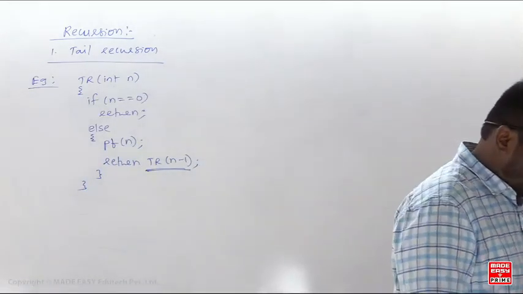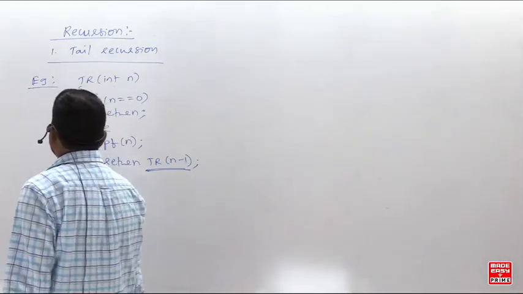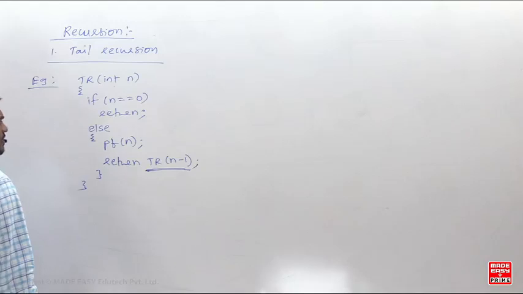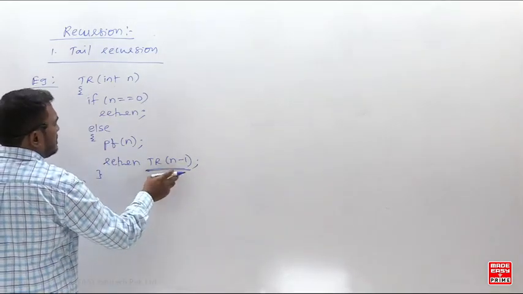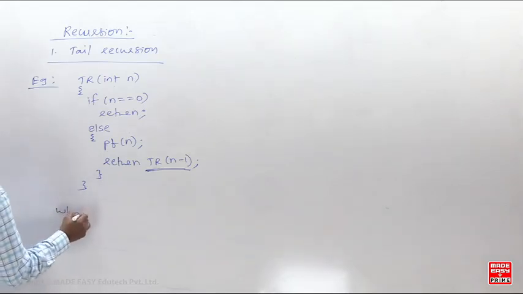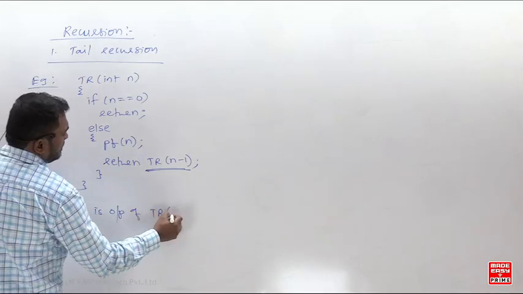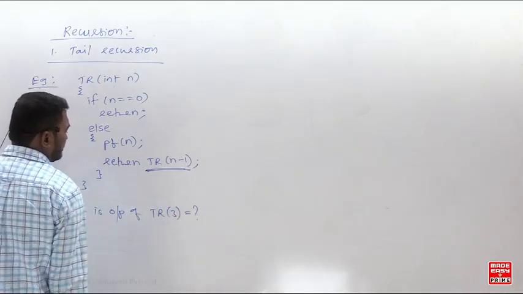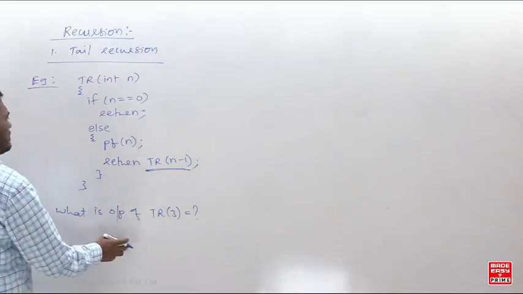Tail recursion. You can understand from the name itself. Tail means what? The last statement. So in the program, the very last statement is one recursive call. That is called tail recursion. Now let's see. It is asking what is the output of TR of 3, tail recursion of 3.